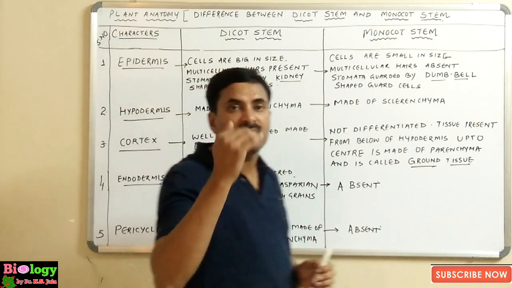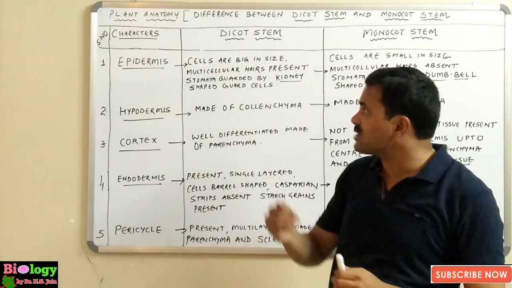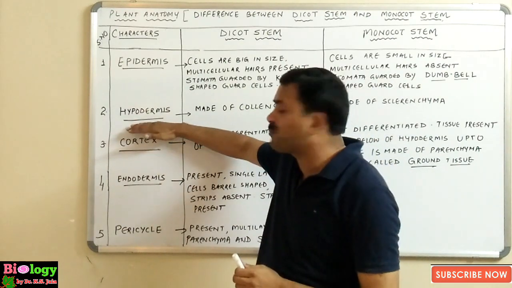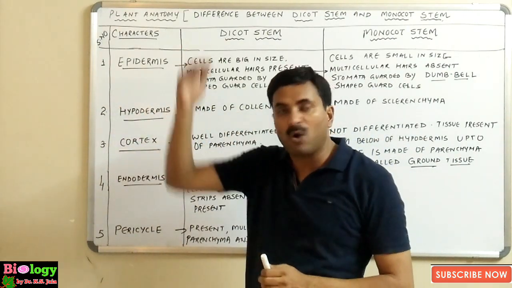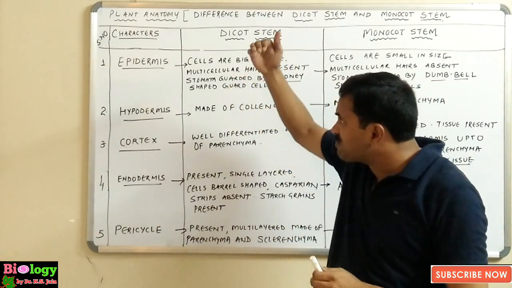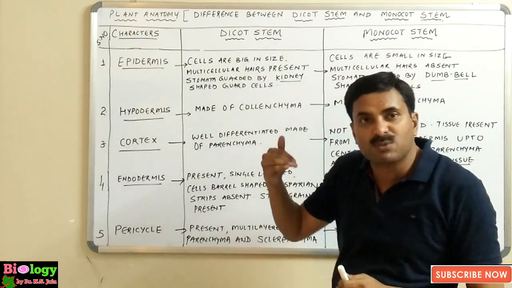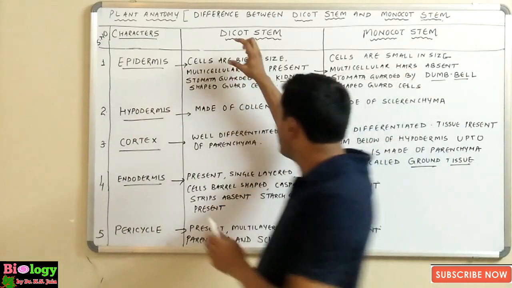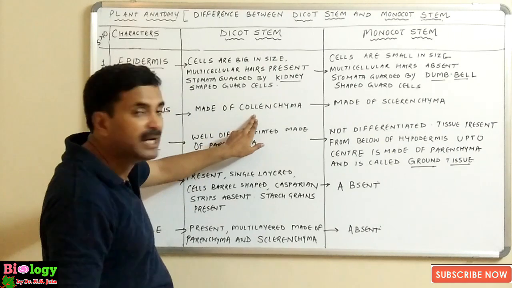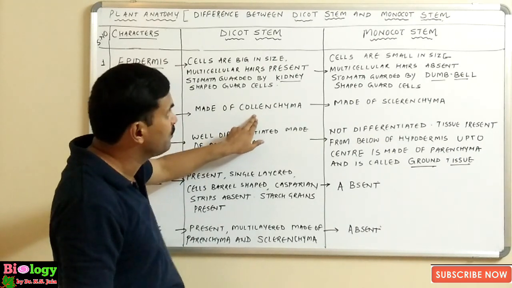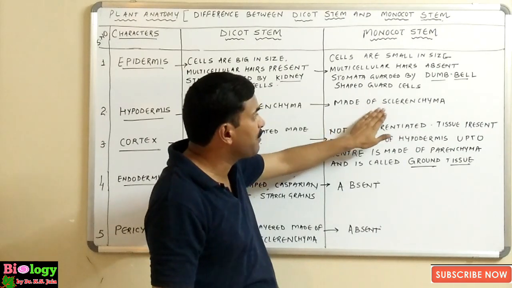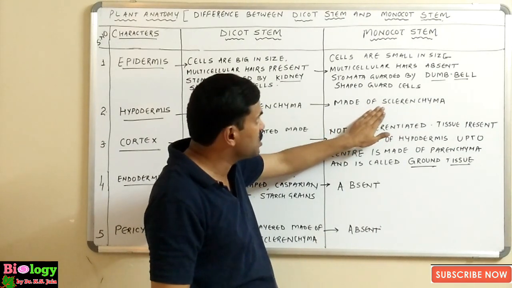Now when we see the section of the dicot stem or the monocot stem, just below the epidermis, what is present? Hypodermis. Epi means above, hypo means below. The dermis present below the epidermis is called the hypodermis. It's the chief character of the dicot stem that the hypodermis is made up of collenchymatous tissue, while in the monocot stem the hypodermis is made up of sclerenchymatous tissue.